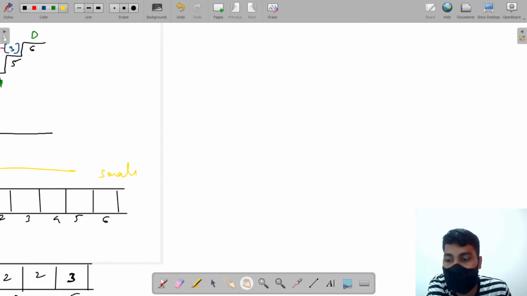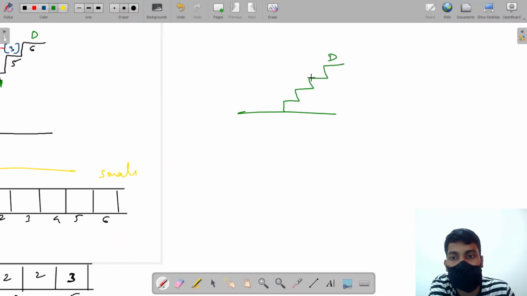Let's discuss. If I am provided with this stair and this is my destination, and let's say I'm at this position, and from here I can take 3 jumps. Okay, so I took 1 jump, 2 jumps, and 3 jumps. I have to see the possible ways, possible jumps using which I can reach my destination, right?